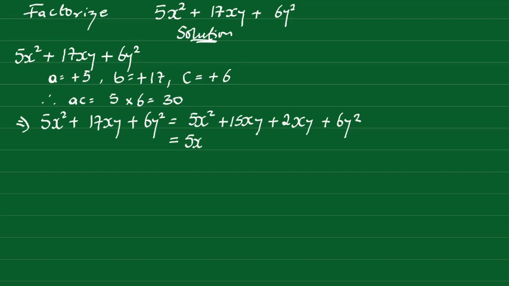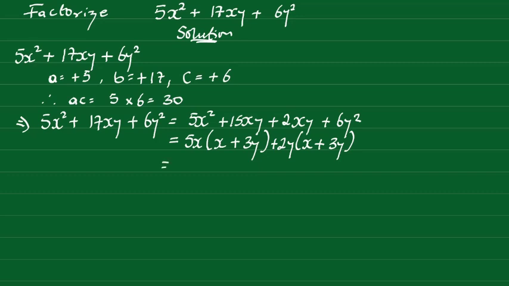Now, solving for that, we factor out 5x from 5x² and +15xy. This gives us 5x(x + 3y). We factor out 2y from +2xy + 6y². This gives us +2y(x + 3y).